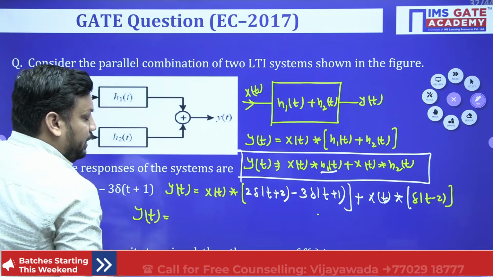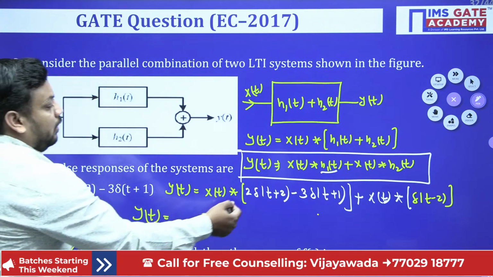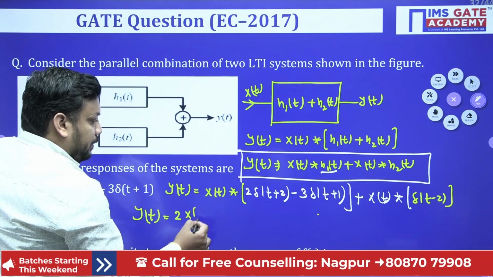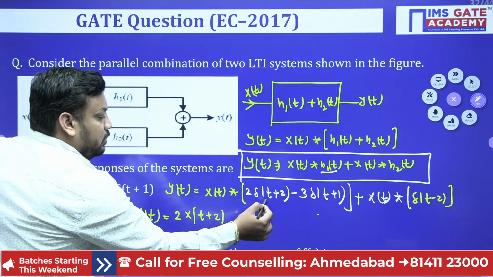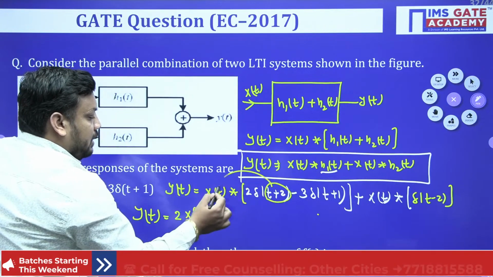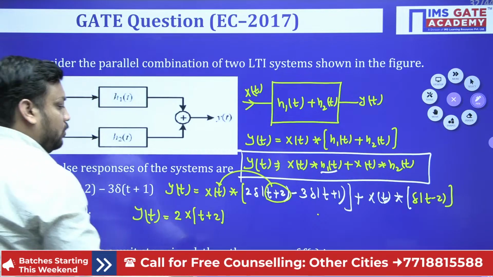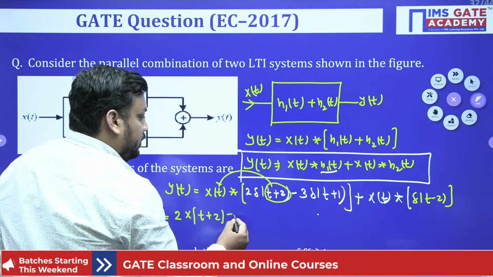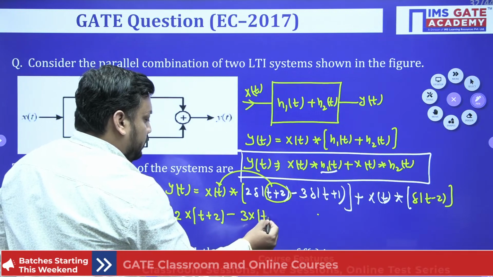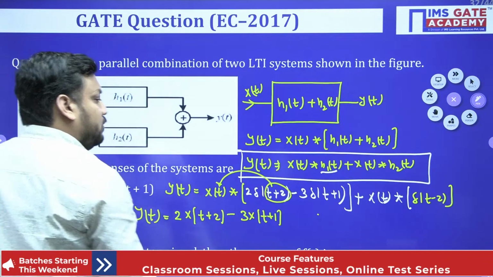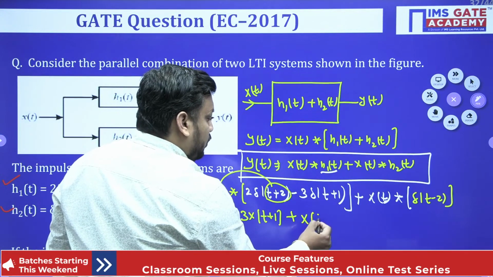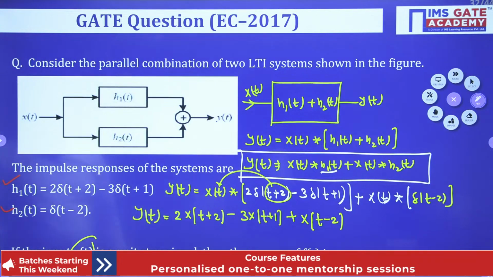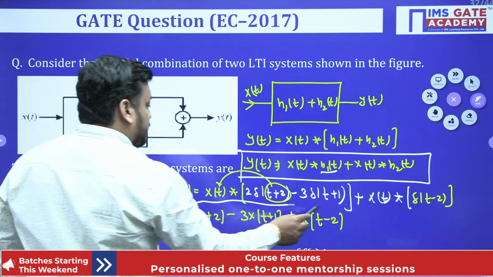So we'll update the x(t) value in the last step. First of all, I am just updating here using the convolution shifting property, or the distribution property. So I will get 2 times x(t+2), because this t+2 directly shifts t. Again you will get minus 3 times x(t+1), and again you will get plus x(t-2). So this is the final equation you will get, guys.